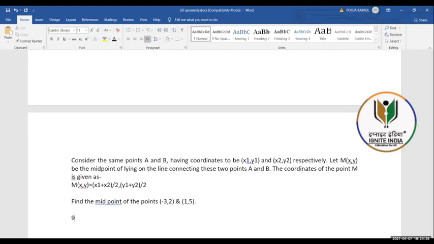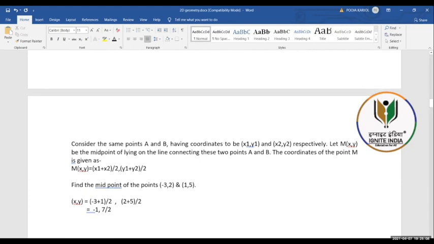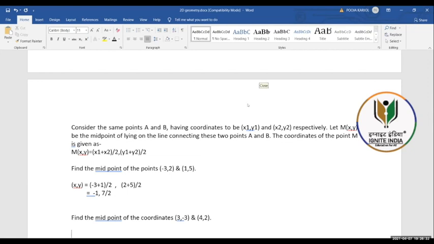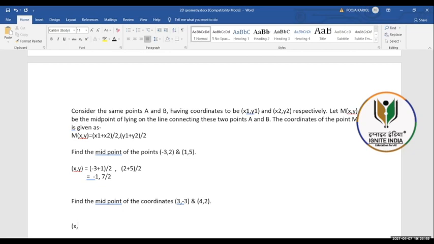To find the midpoints, x comma y is equal to minus 3 plus 1 by 2, comma, plus 5 by 2. Okay, this is minus 1 comma 7 by 2. These are the midpoint of these given points. Try this question. 7 by 2 minus 1 by 2. 7 by 2 minus 1. Yes. This is 4.